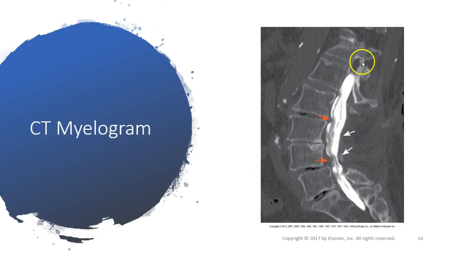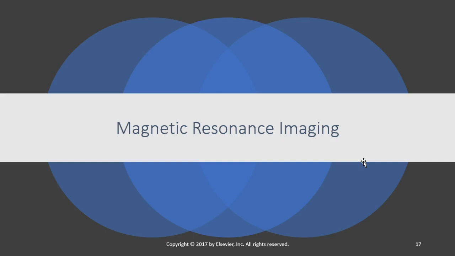So, as you can see here, this is a CT myelogram of the lumbar spine, and the white is the contrast, and you can see that it clearly shows us any impingement on the spinal nerves.